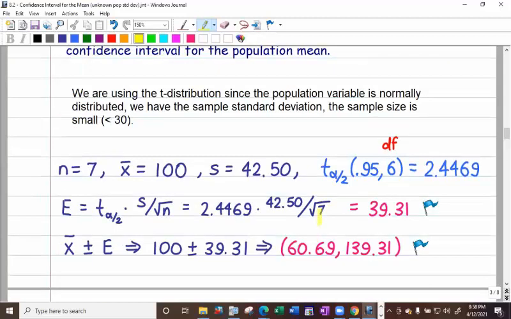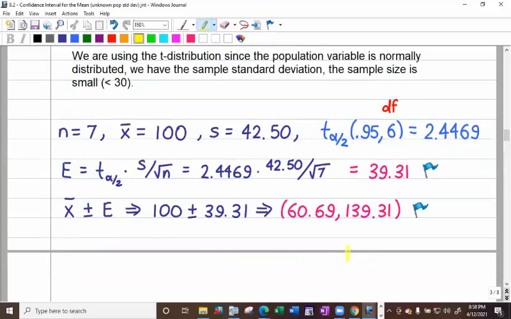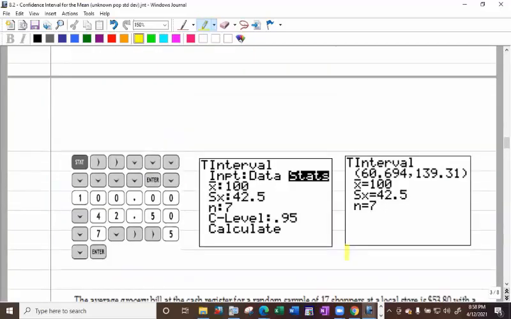So that's supposed to be 7. I get 39.31. So then I can go 100, the mean is 100 minus 39.31, and then the mean is 100 plus 39.31. There's your interval. Let's put this in the calculator.